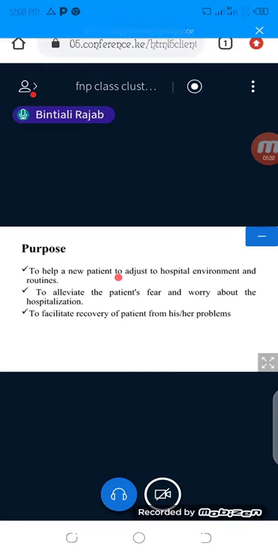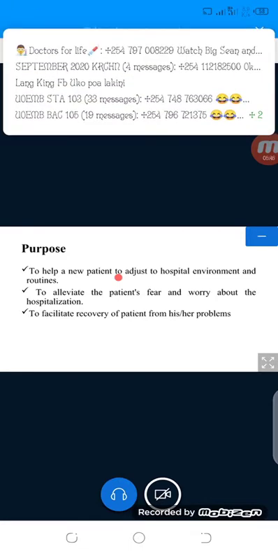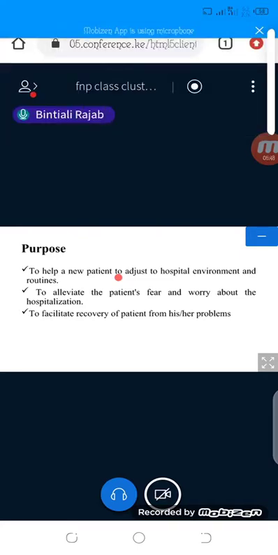So what is the purpose of admission, or why should we admit a patient? Why not just treat and let go of the patient? We want to admit a patient to help the patient to adjust to hospital environment and routines. Remember, this is a patient that we want, the care extends for a longer period of time.